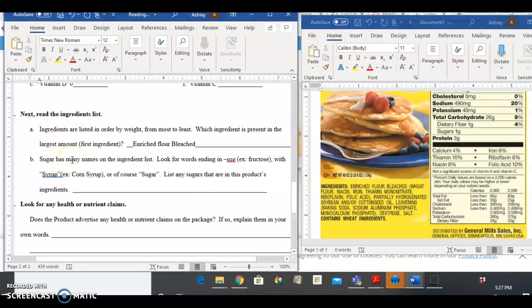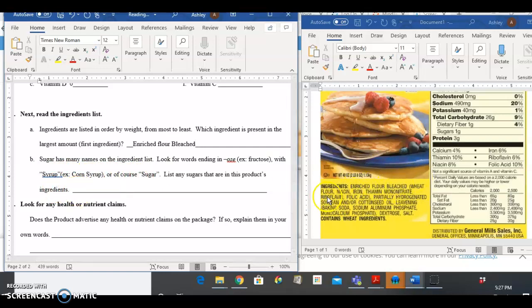So any added sugars are going to be in here. Obviously, if it says sugar, that's going to be a sugar. You would write that. But any words ending in OSE, like fructose, or anything with syrup, like corn syrup, maple syrup, high fructose corn syrup, all those are sugars. So you want to list any sugars.